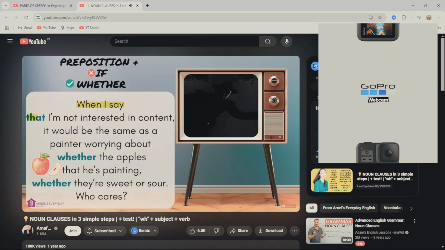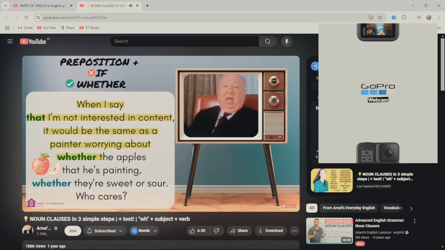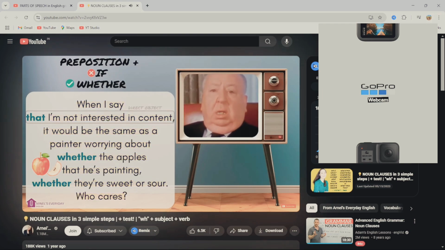When I say that I'm not interested in content, it would be the same as a painter worrying about whether the apples that he's painting, whether they're sweet or sour. Who cares? Lots of interesting stuff here. I have a noun clause here at the beginning, and then we have worrying about whether the apples that he's painting, whether they're sweet or sour. I cannot use if after my preposition about.